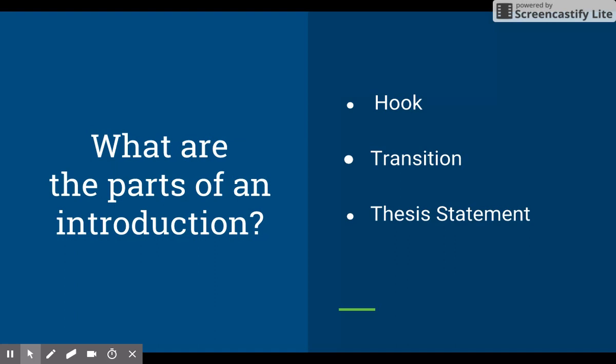What are the parts of an introduction? Now, hopefully this is review. First, you'll see a hook. Secondly, you'll see a sentence or two of transition. And finally, always the last sentence in an introduction, you will see your thesis statement.